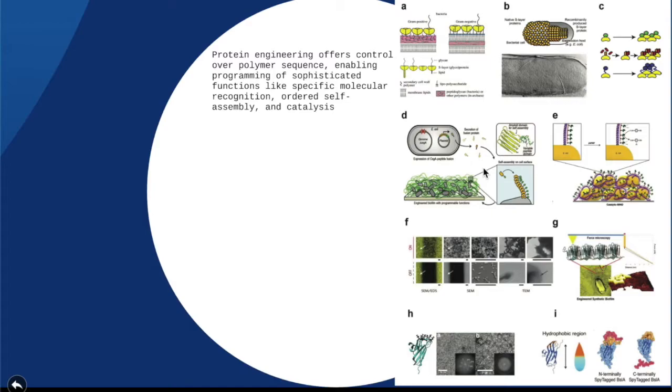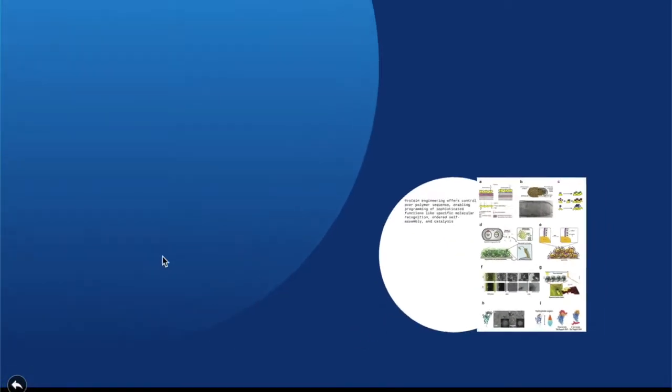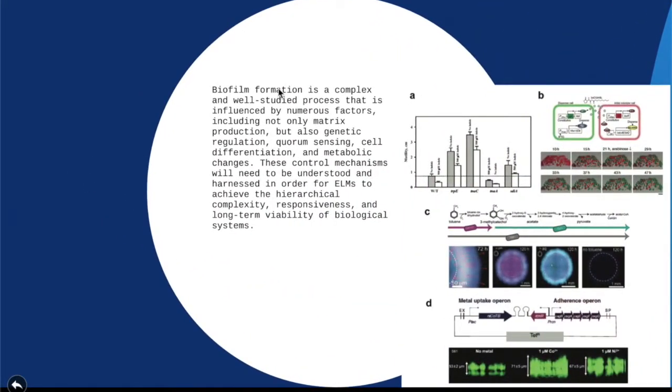The difference is we recreate some layers of proteins. We can make a new template, and we can develop a structured protein. Okay, so that's it. And then the biofilm, we can create a biofilm. We can control it by observing the regulation of genetic cell differentiation and metabolic change. If we can control that, we can achieve a hierarchical complexity of responsiveness and long-term viability of biological systems.